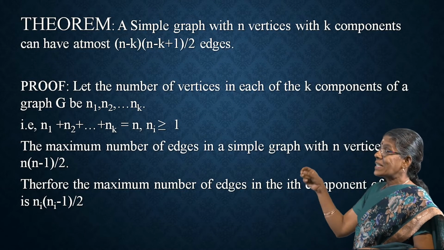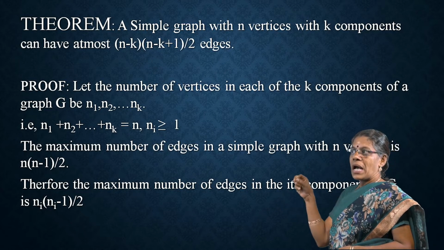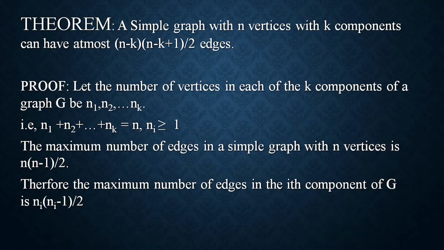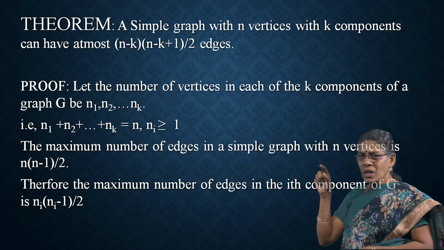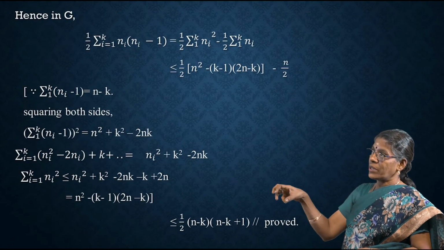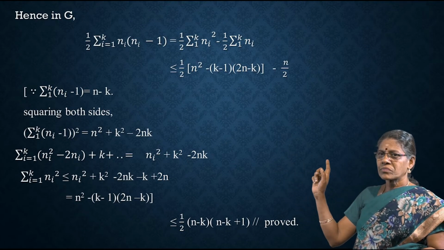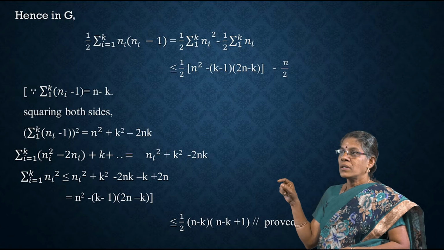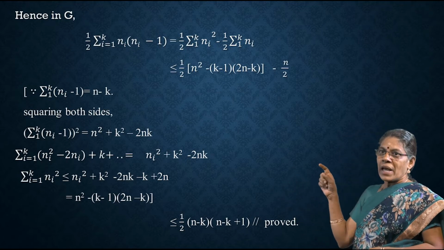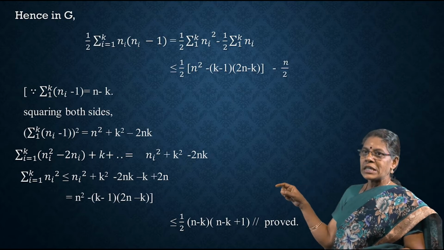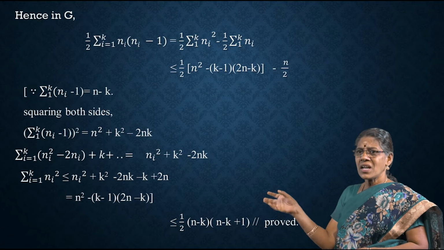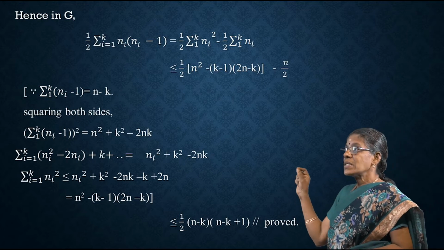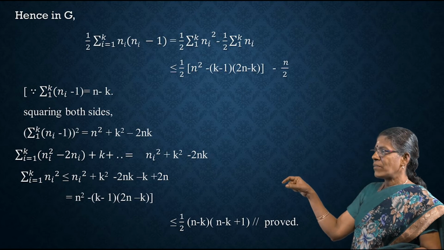Therefore, the maximum number of edges in the ith component of G is given by ni into ni minus 1 divided by 2. So, adding all this, in G, we have half into summation i equal to 1 to k ni into ni minus 1, that is equal to half into summation 1 to k ni square minus half into summation 1 to k ni, which is less than or equal to half into n squared minus k minus 1 into 2n minus k minus n by 2. How do we arrive at this result?